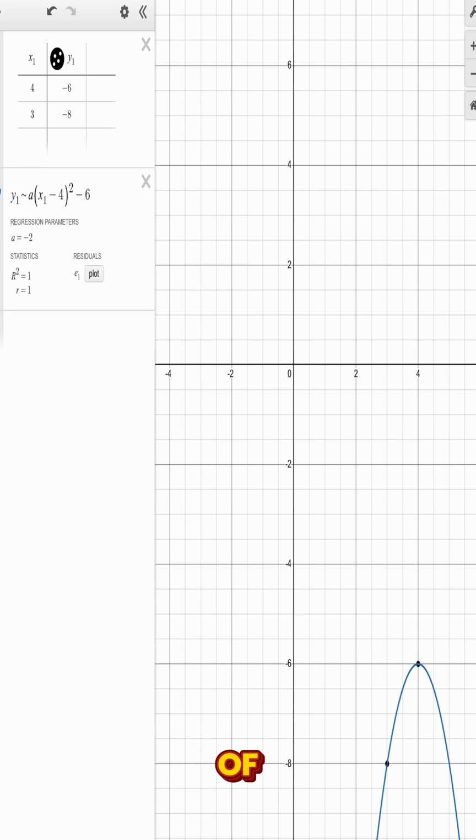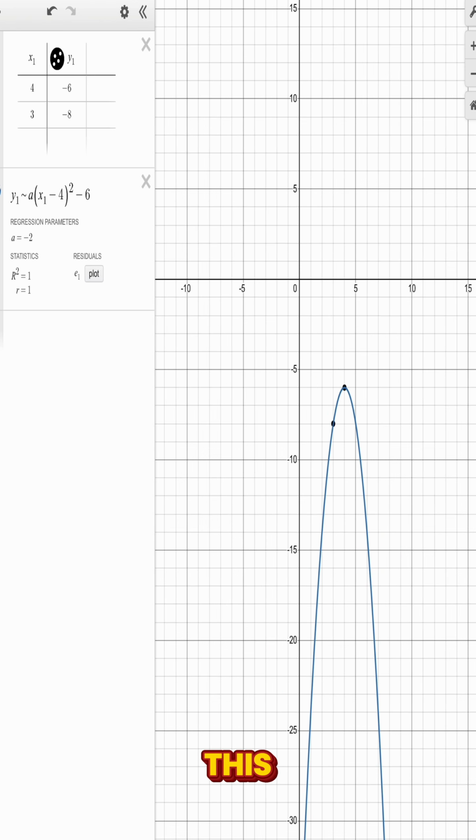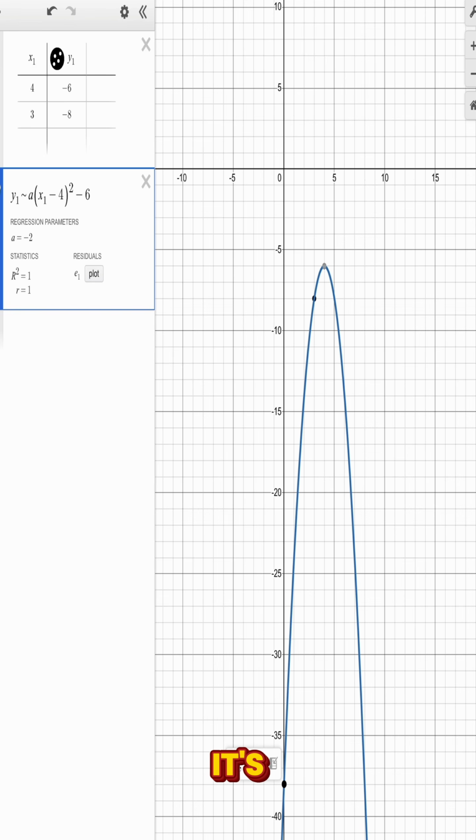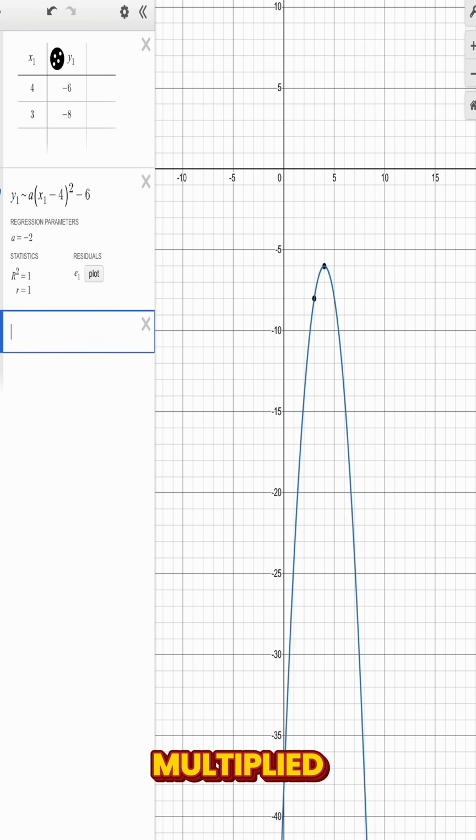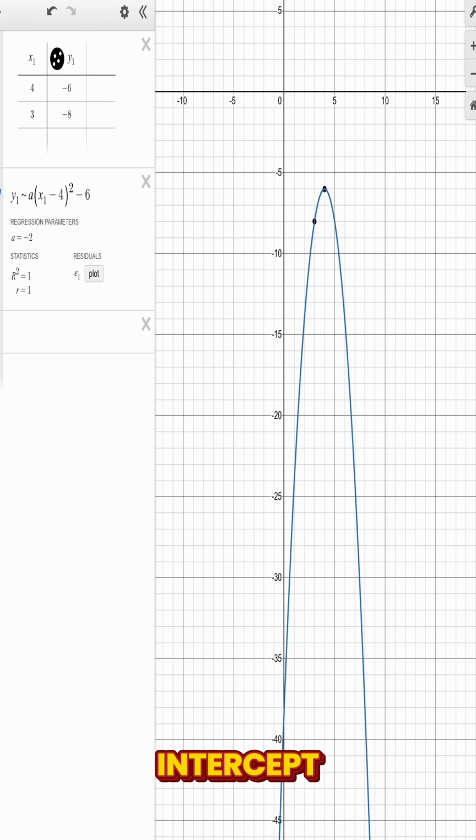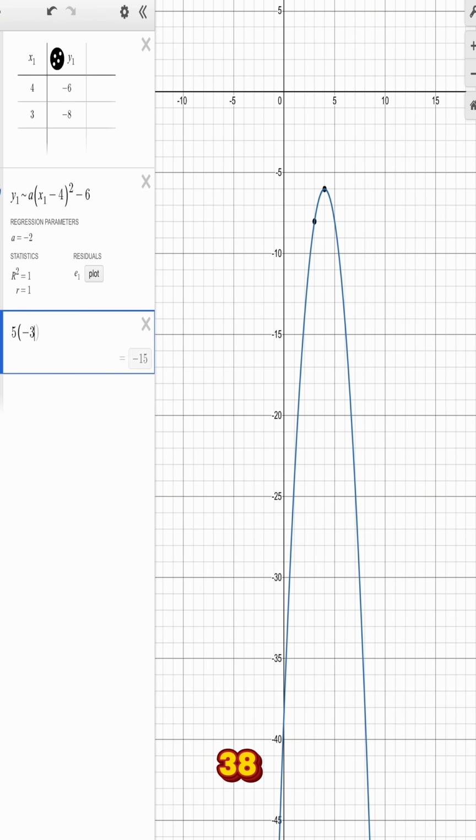After calculating the value of a, he drew the function. As you can see, this is my function. What's the y-intercept of it? It's negative 38. We have another function, which is 5 multiplied by f of x. This means that the y-intercept of the new function will be 5 multiplied by this coefficient, this number, which is negative 38. So the y-intercept of the second function will be 5 multiplied by negative 38.